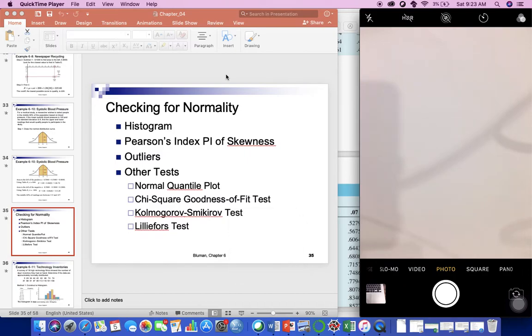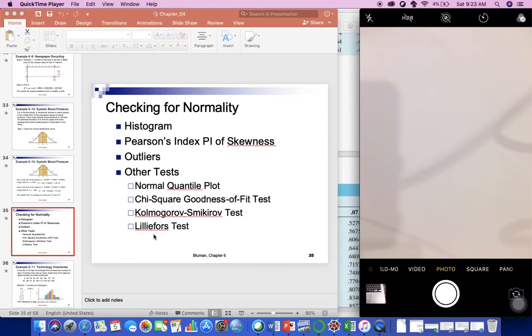Let's continue our chapter 4, normal distributions. Here we continue with checking for normality. There are 4 different ways to check normality. The first one is histogram, Pearson index PI of skewness, outliers and other tests. Other tests consist of normal quantile plot, chi-square goodness of fit test, Kolmogorov-Smirnov test, and Lilliefors test.